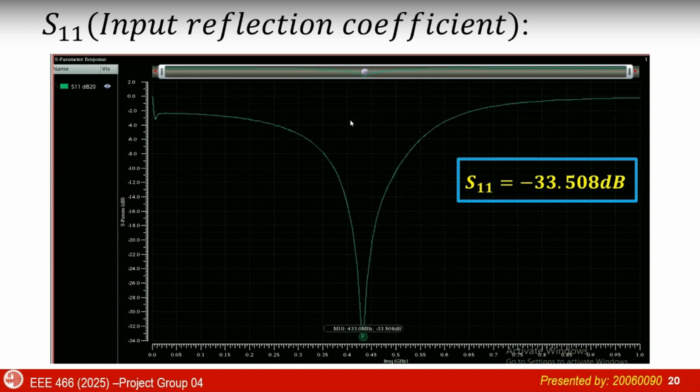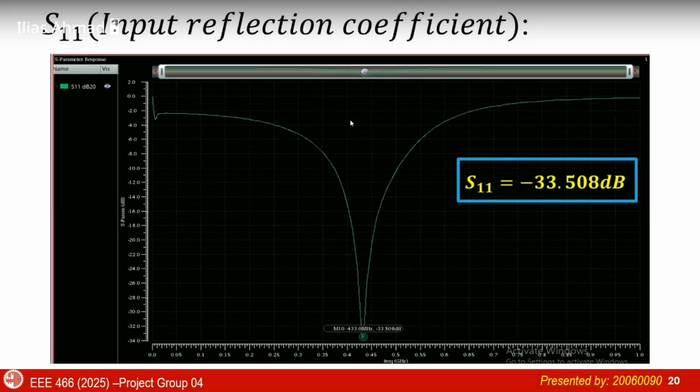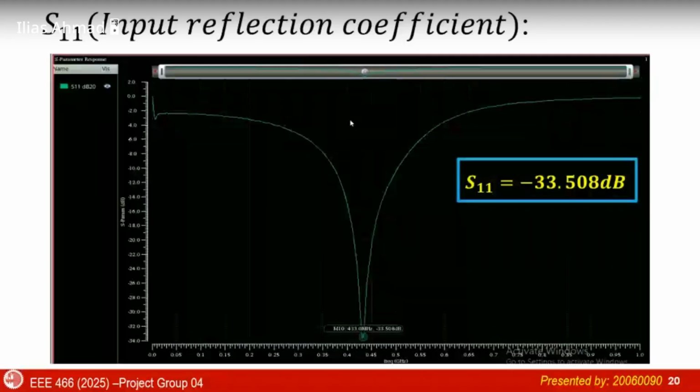Here is the input reflection coefficient, which is S11. We can see that the value is minus 33.508 dB, which represents better impedance matching and less power being reflected back into the source.